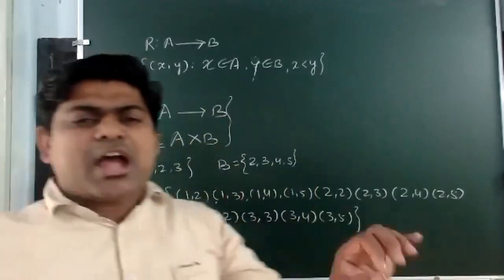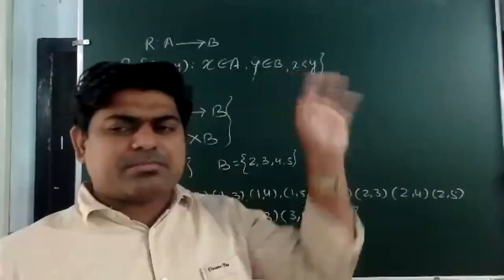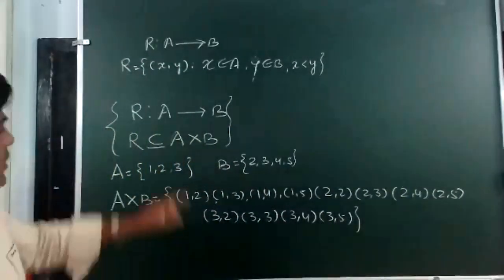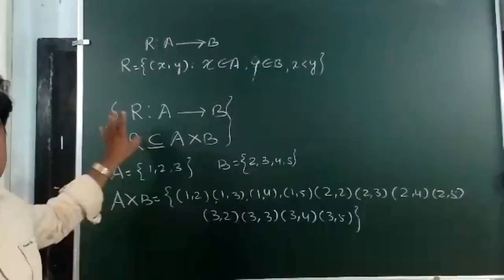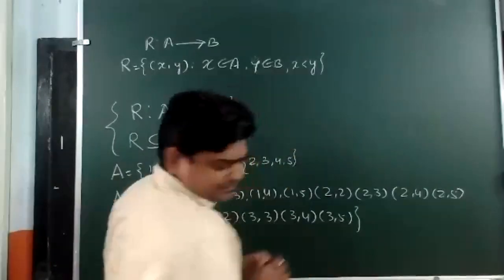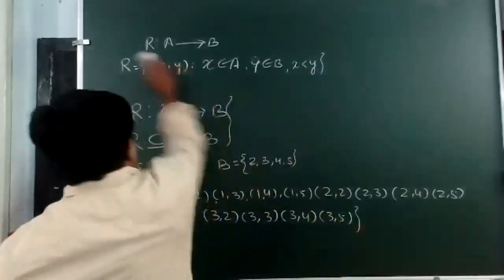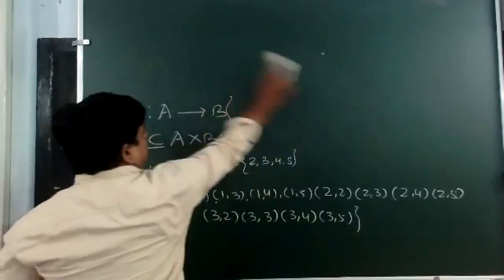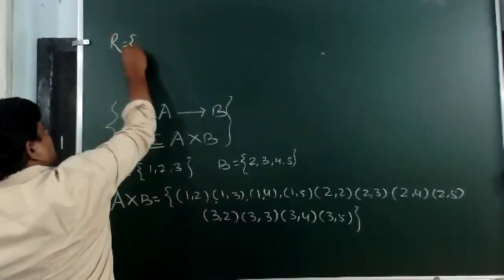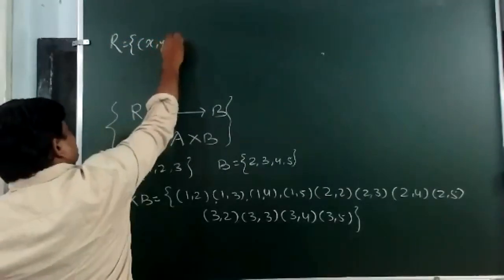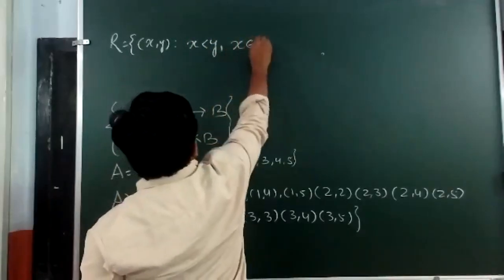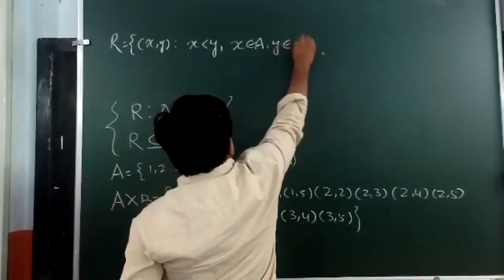This A cross B I have written from the previous concept. I have not used anything new here. Now I am moving to the relation. This is correct or not? Now, if a relation is given in this form, suppose R is a relation represented by (x, y) such that x is less than y, where x belongs to A and y belongs to B.